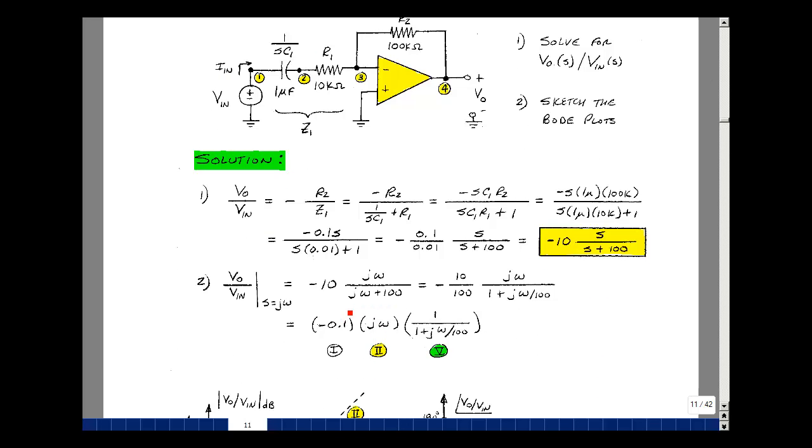Again, I'm going to make this look like our forms. The numerator is one of our terms, but the denominator isn't. So let's pull out 100 and make this a 1. So I have minus 10 divided by 100, then 1 plus j omega over 100. So write that as a product of three terms. This ratio, which is equal to minus 1/10, times j omega, and then times 1 over 1 plus j omega over 100. This is a form 1, a form 2, and a form 5.